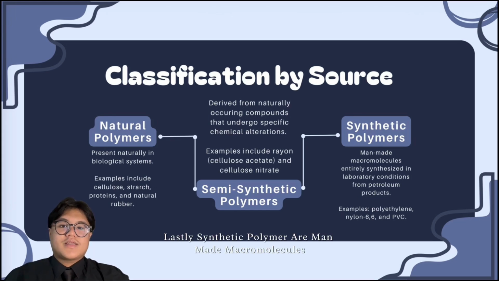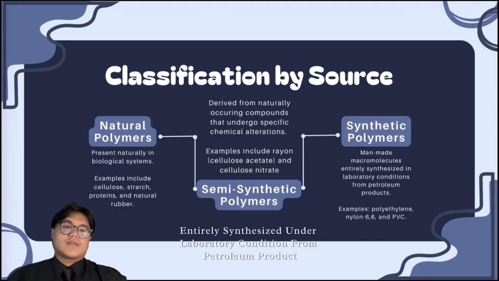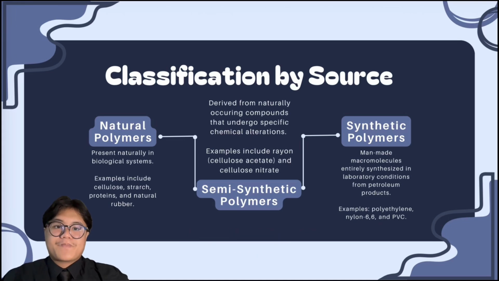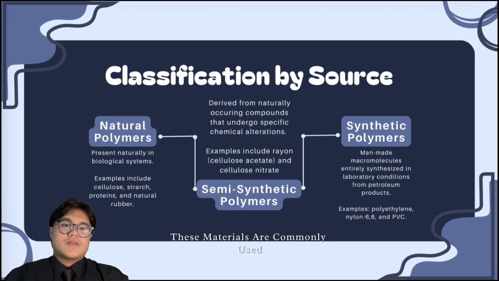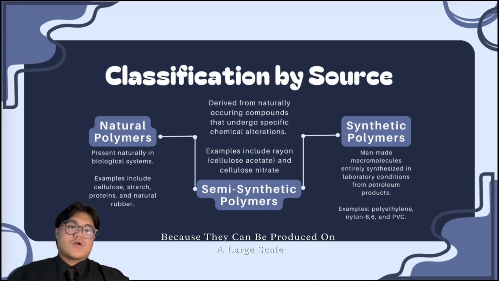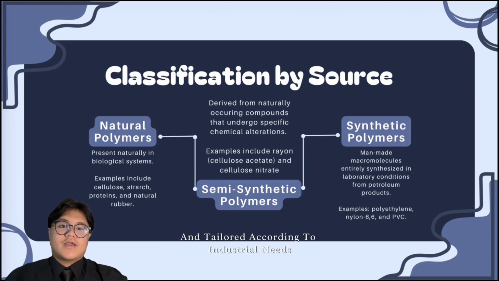Lastly, synthetic polymers are man-made macromolecules entirely synthesized under laboratory conditions from petroleum products. Examples include polyethylene, nylon 6, and PVC. These materials are commonly used because they can be produced on a large scale and tailored according to industrial needs.